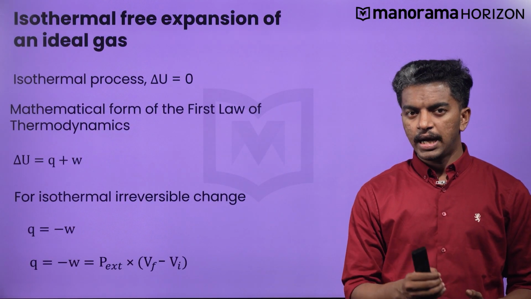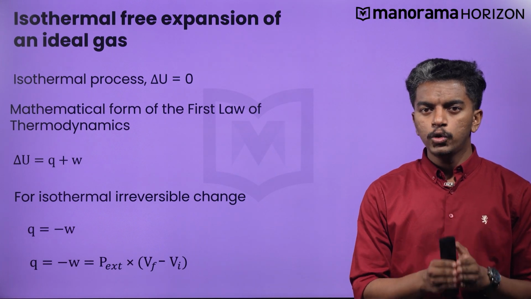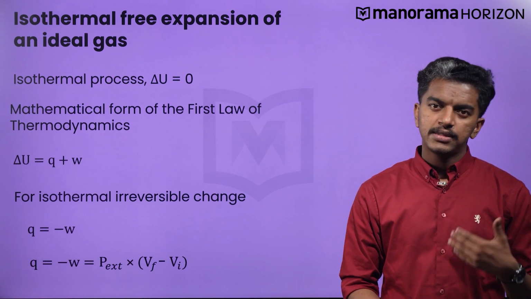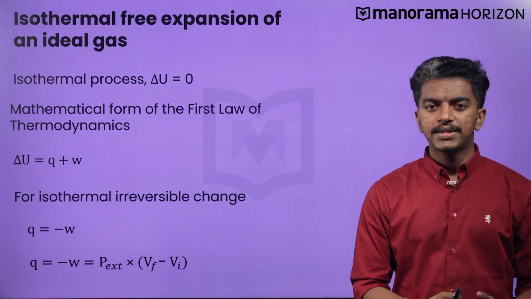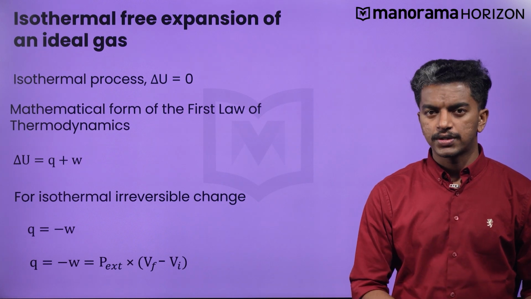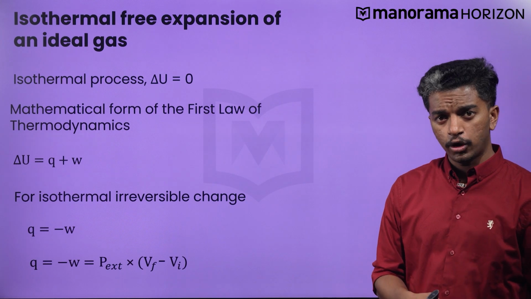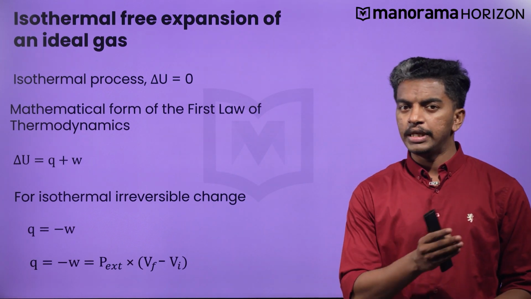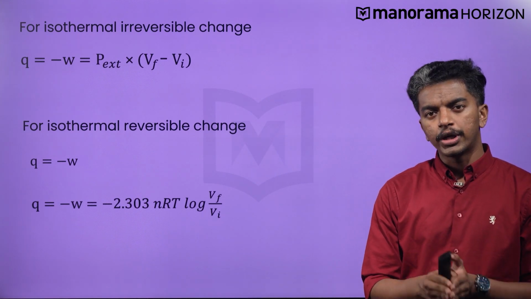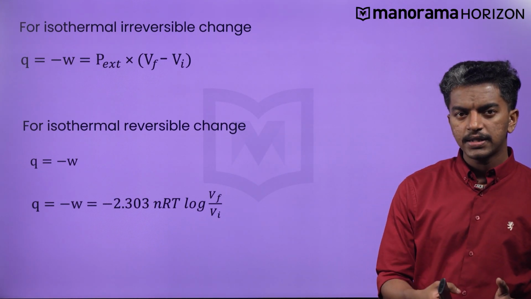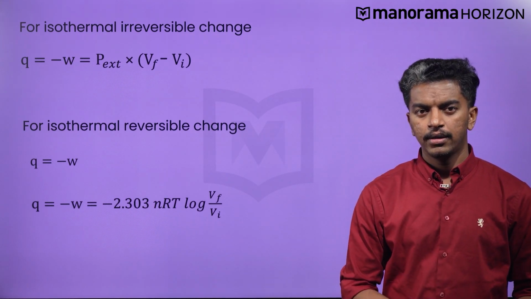Finally, we may consider isothermal free expansion of an ideal gas. By first law, delta U is equal to Q plus W. For an isothermal process, the change in internal energy delta U will be equal to 0. Thus, for an isothermal irreversible process, you may write Q equal to minus W, which is equal to P external into Vf minus Vi. And for isothermal reversible change, you may write Q equal to minus W, which is equal to minus 2.303 nRT log Vf divided by Vi.